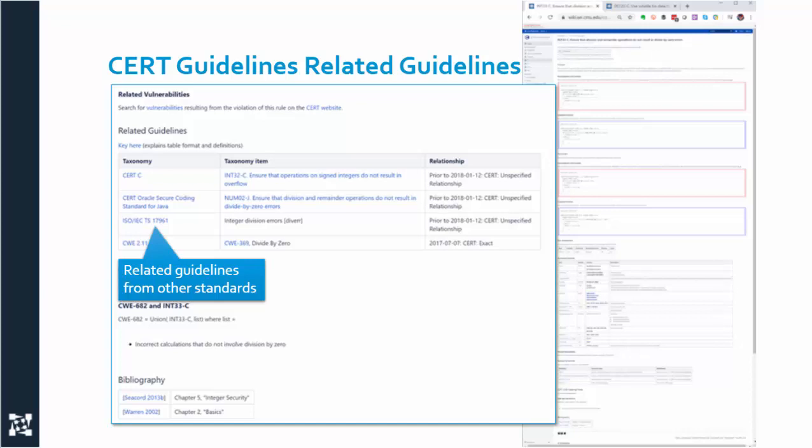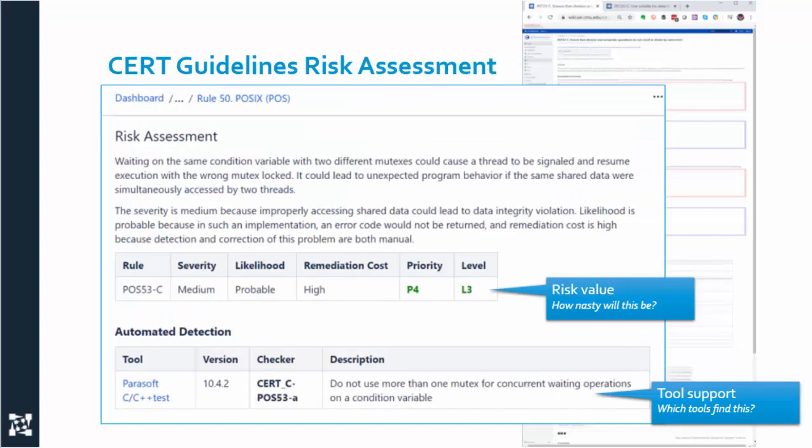And so CERT actually shows you, hey, this particular guideline also shows up over in ISO 17961 or CWE. And so you can go look at other standards or maybe get more information about it. So that can be helpful in trying to understand something.